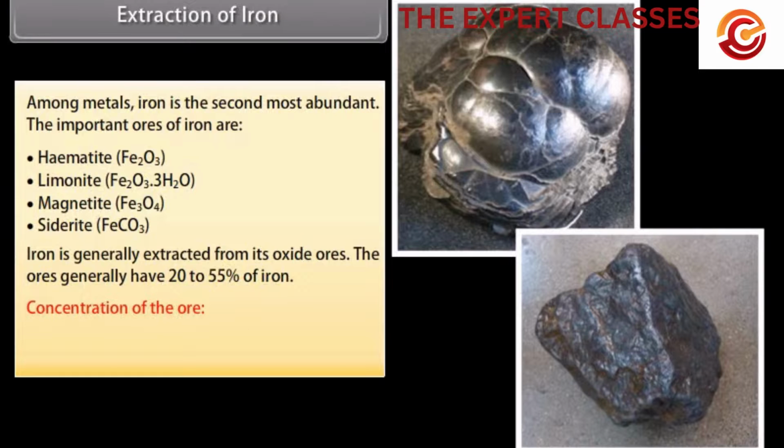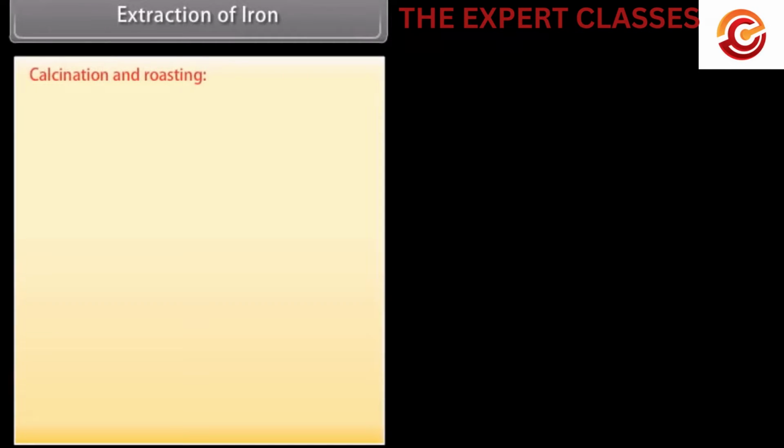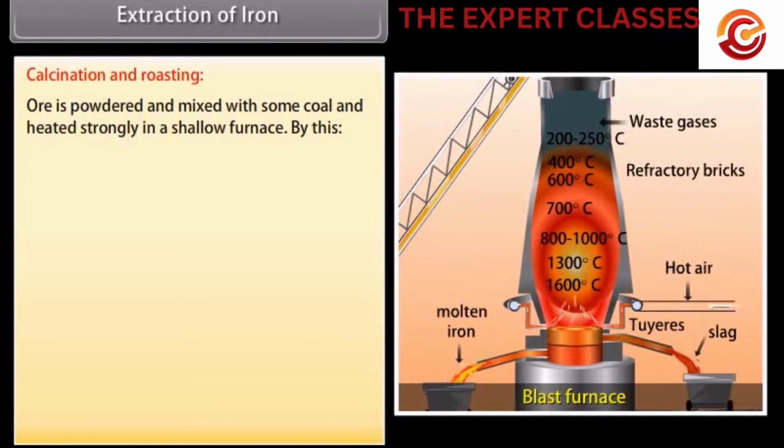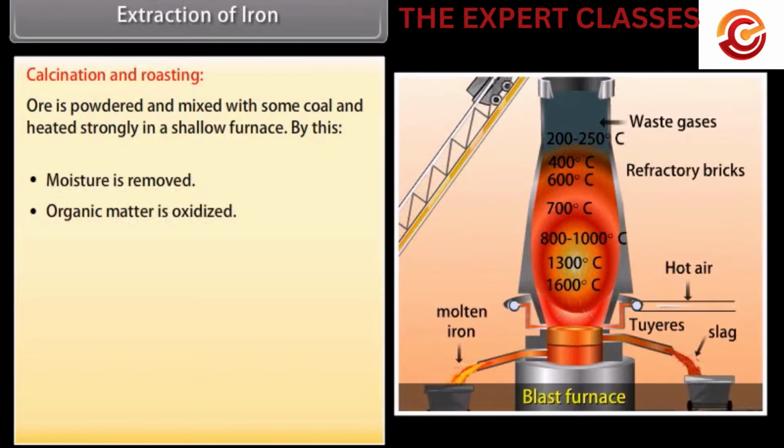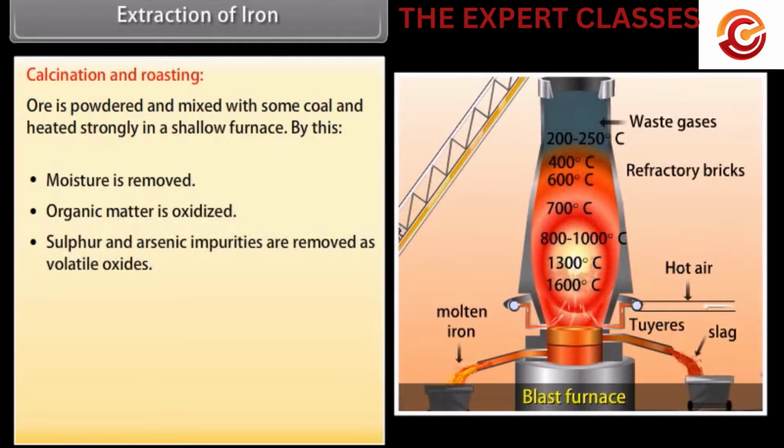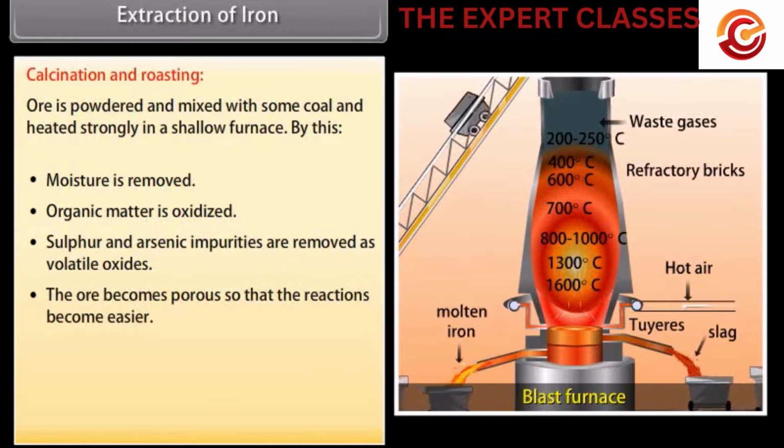Concentration of the ore. Impurities of clay, sand, etc. are removed by levigation. Calcination and roasting. The ore is powdered and mixed with some coal and heated strongly in a shallow furnace. By this, moisture is removed, organic matter is oxidized, sulfur and arsenic impurities are removed as volatile oxides, and the ore becomes porous so that the reactions become easier.